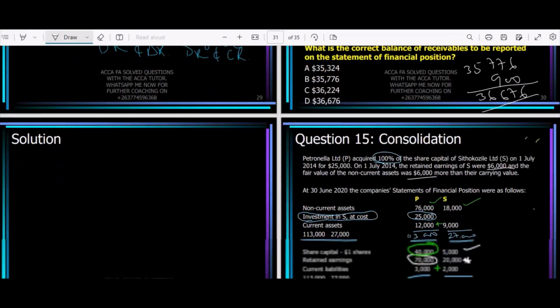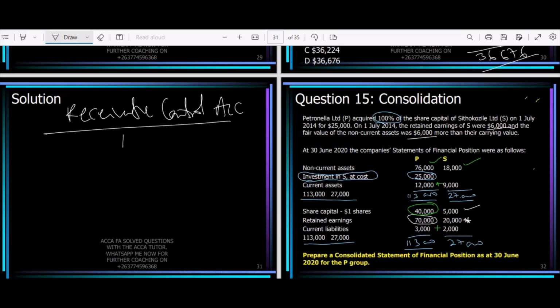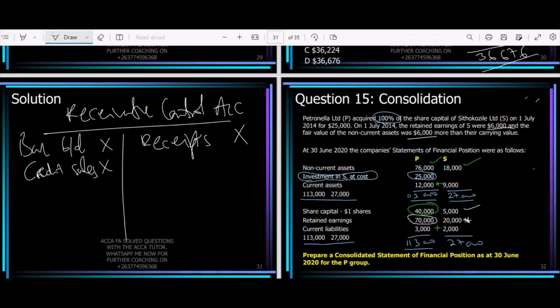Okay, let me just try. We are saying the receivables control account looks like this. We've got the balance at the start of the period. Okay, all right, and then we've got our trading sales here, and then receipt from customer, and the balance. This is the closing balance of our receivable.